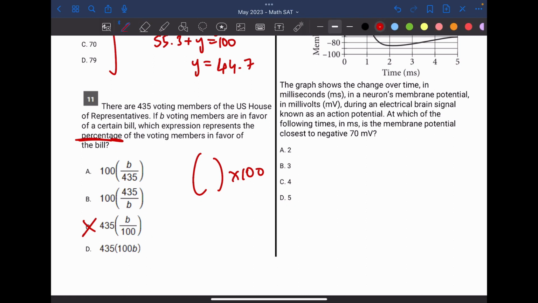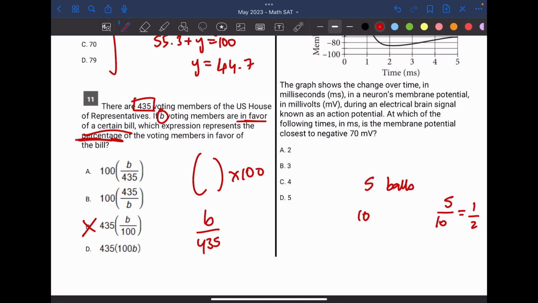And then after that, let's look at more. If we have 435 voting members in total, and we have B of them in favor of a certain bill, that would be B over 435. Think of it as a fraction. If you have 5 blue balls out of 10 total balls, then the fraction would be 5 over 10, or 1/2.